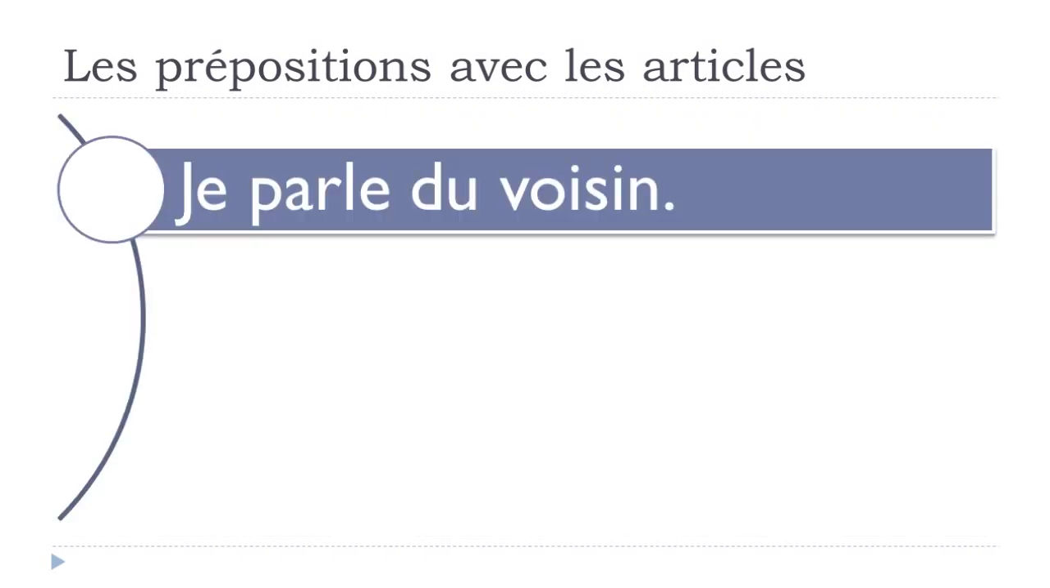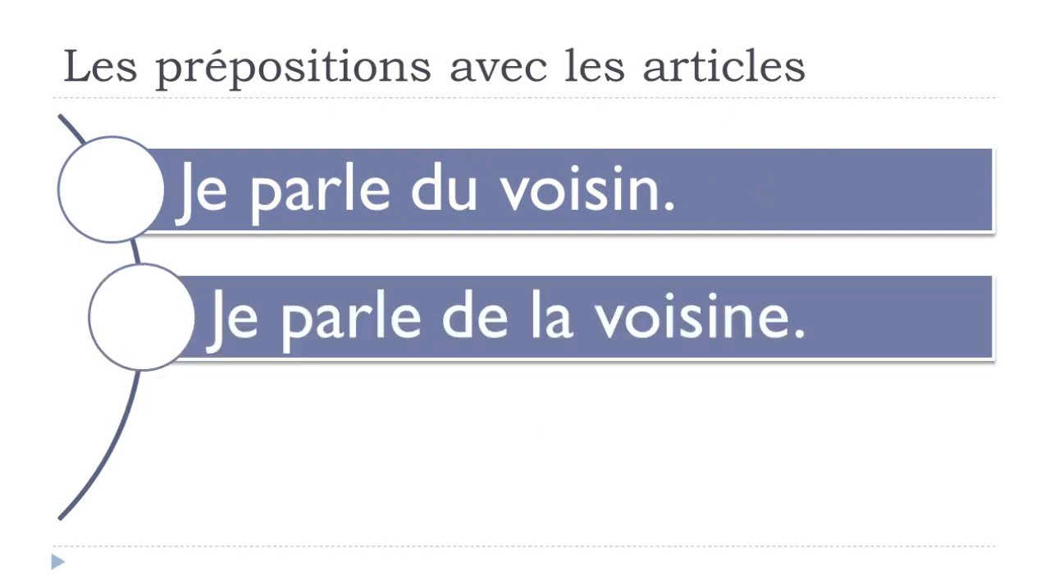The first one, je parle du voisin. Voisin, here it's the masculine form of the neighbor. Le voisin, okay, the neighbor. And what you can see here is the result of the combination of de plus le. It will become du, for the masculine form. Je parle du voisin. So I talk about the neighbor.